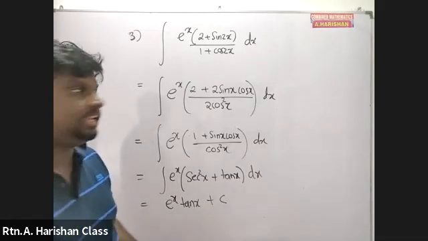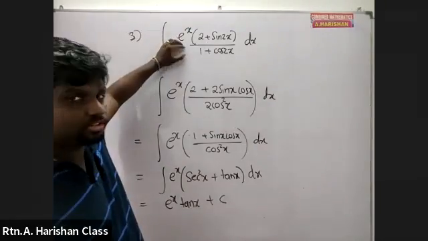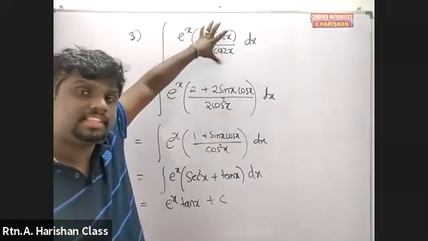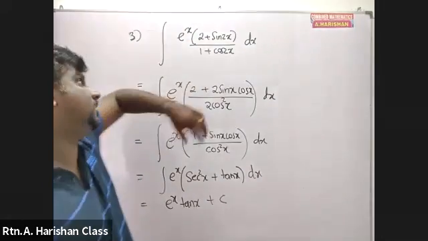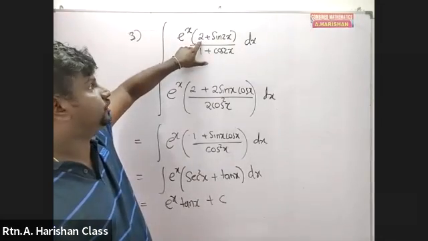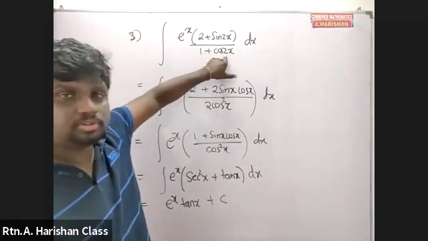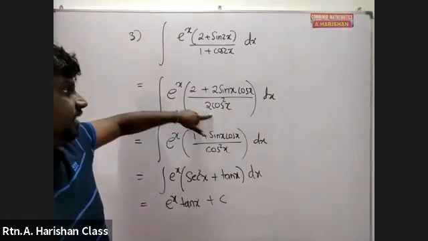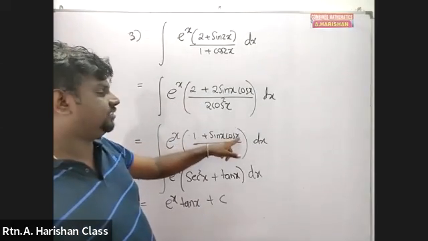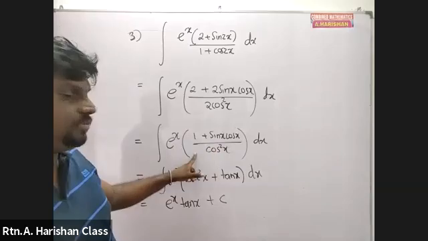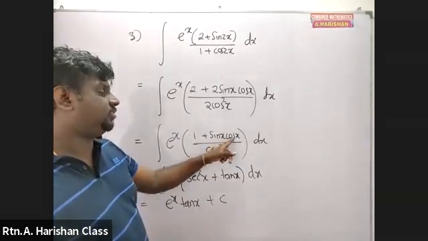So I will explain again what happened. The only thing is we know that we have to keep the e to the power x away and we have to simplify this. So we have to make it in the form f of x plus f prime x. Here, sin 2x I expanded as 2 sin x cos x, and 1 plus cos 2x is 2 cos square x. So this 2 and this 2 and this 2 will be cancelled. 1 plus sin x cos x over cos square x. I individually divide 1 over cos square x and sin x cos x over cos square x.